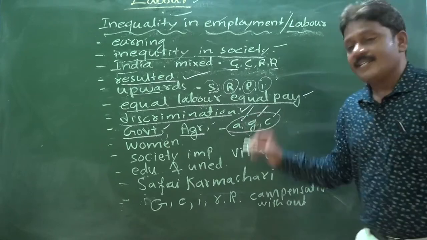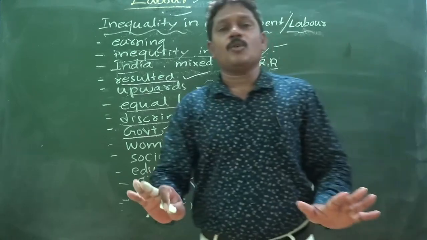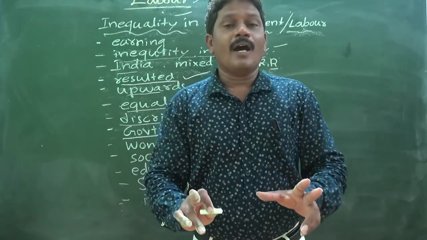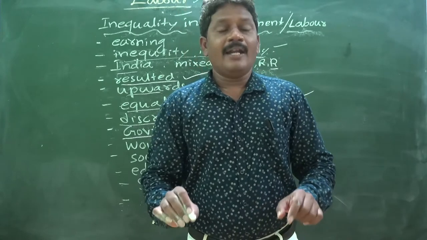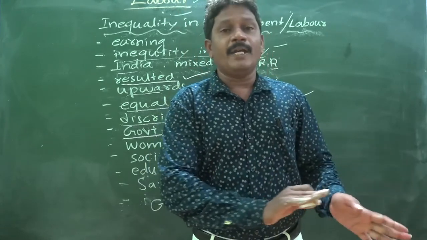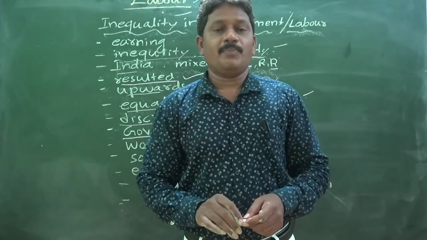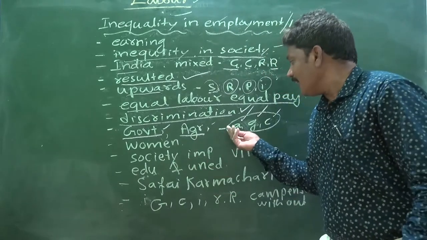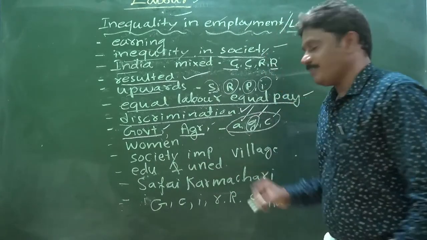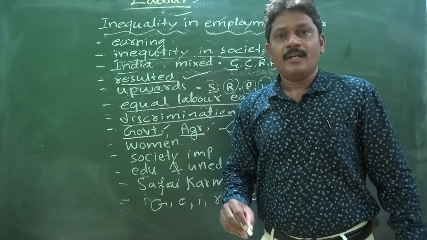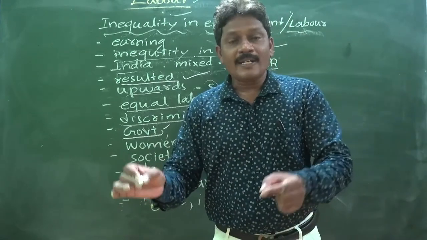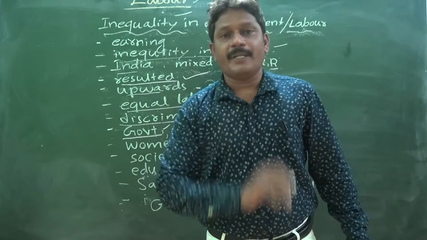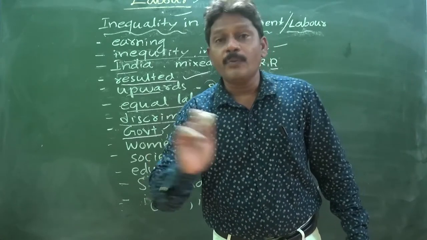Based on age, one person who is 20, 21 years old, they give per day 400 or 500. And the one person who is below 15, they give only 100 rupees per day. Why? This is agriculture discrimination based on age. Based on gender, men and women: if a woman works for a day, the salary is 300 or 250, and for men it is 500 or 550.